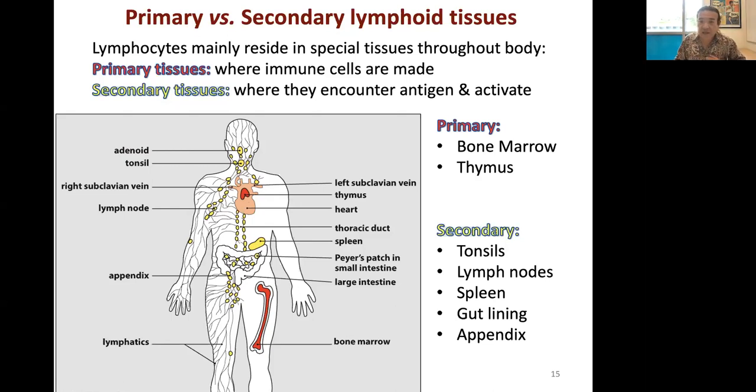So those are things like your tonsils, your lymph nodes, your spleen. All of these places that perhaps you're already familiar with in terms of if you're experiencing an infection. You might have swollen tonsils or swollen lymph nodes as evidence that the adaptive cells like B cells and T cells are waking up in those places.